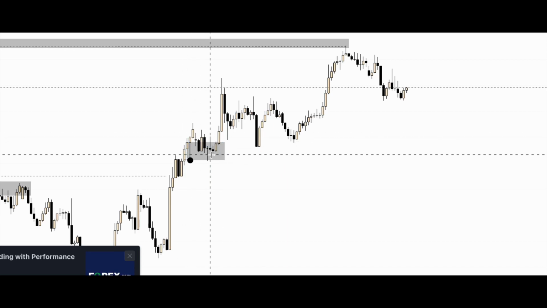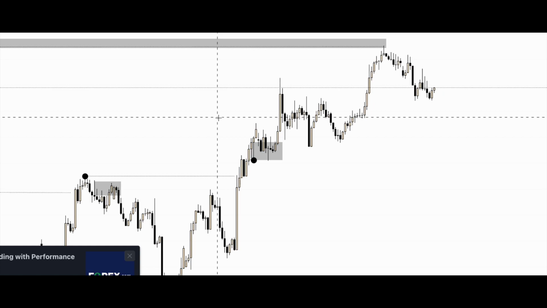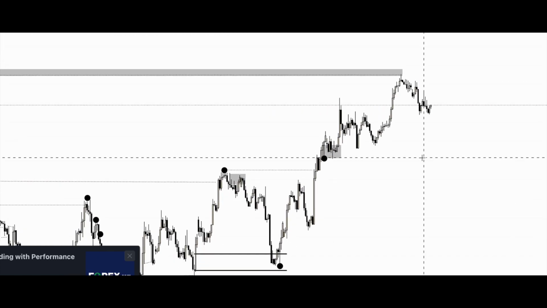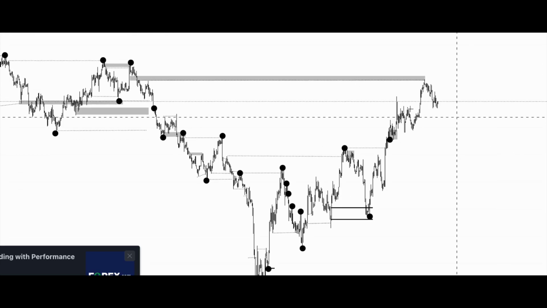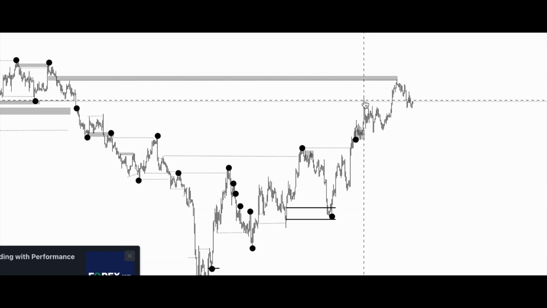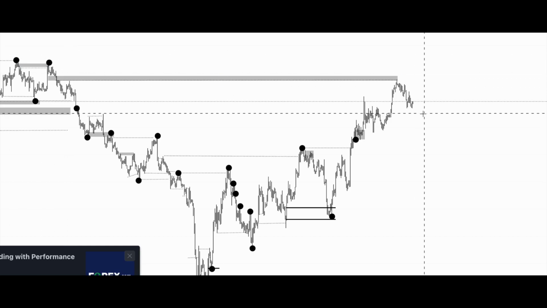Price took out internal range liquidity and continued higher to where? External range liquidity, or to an extent, if we stretch this out and understand price from a bit of a smart money point of view, price obviously established a weak high. What makes this high weak? Did it take out this high? No, it did not. So that high is weak.